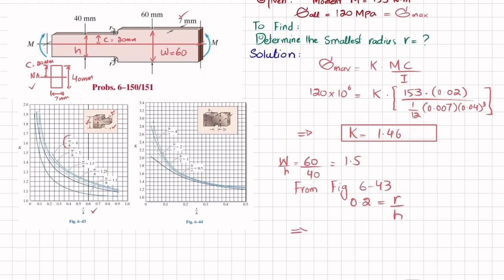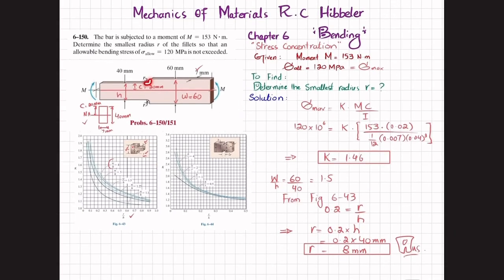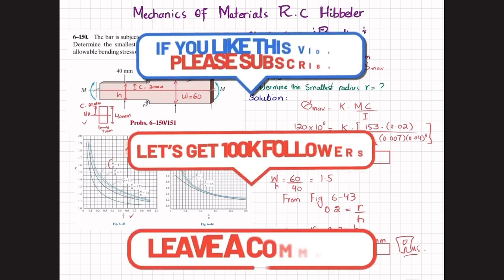Now this R represents this fillet. So this R is equal to 0.2 times H. H is 40 millimeter, so multiplied by 40, this radius R fillet will be equal to 8 millimeter, which is the answer to this question. So for an allowable bending stress of 120 megapascal, this fillet radius will be equal to 8 millimeter, and it will not exceed the 120 megapascal. And that was all about this problem 6-150.